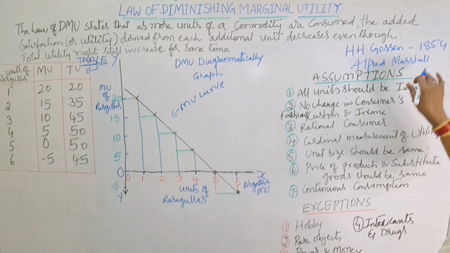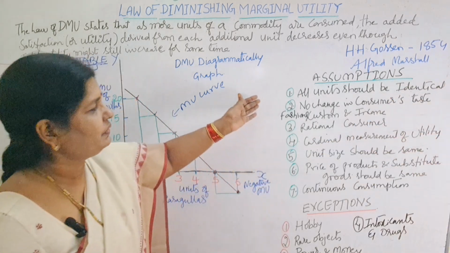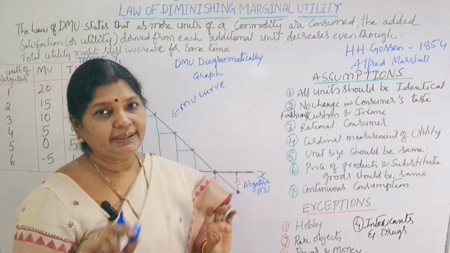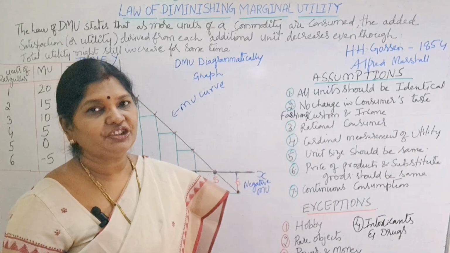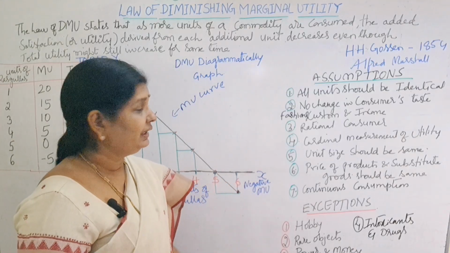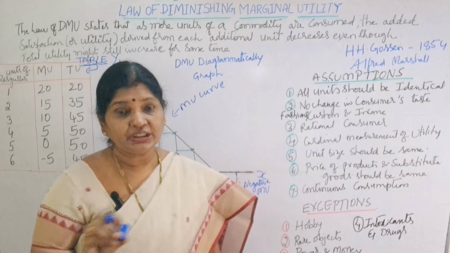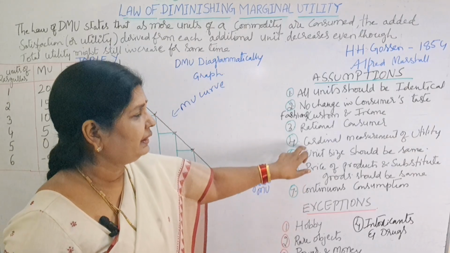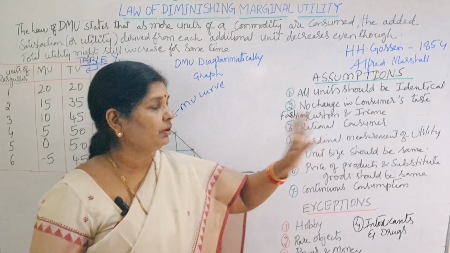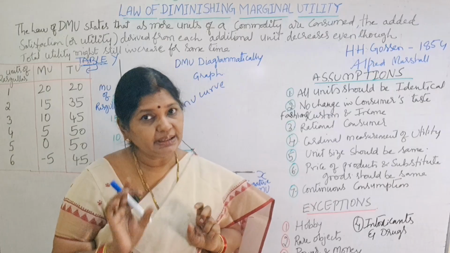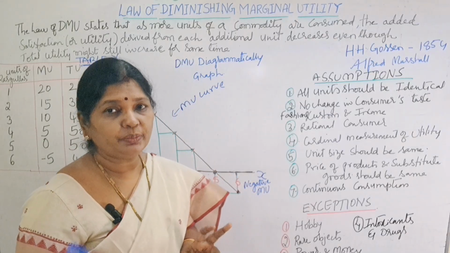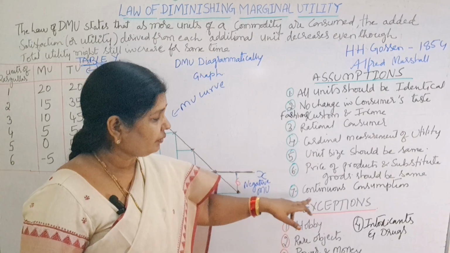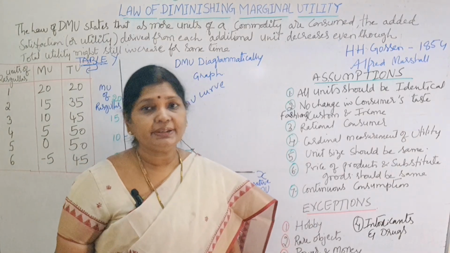Next, we have discussed the assumptions. What we have covered in these assumptions: all units should be identical. Second, no change in consumer taste, fashion, customs and income. Third, he should be a rational consumer. Fourth, there should be cardinal measurement of utility and the unit size should be the same. And next, the price of the products or substitutes should not change. It should be similar and we should consume continuously.